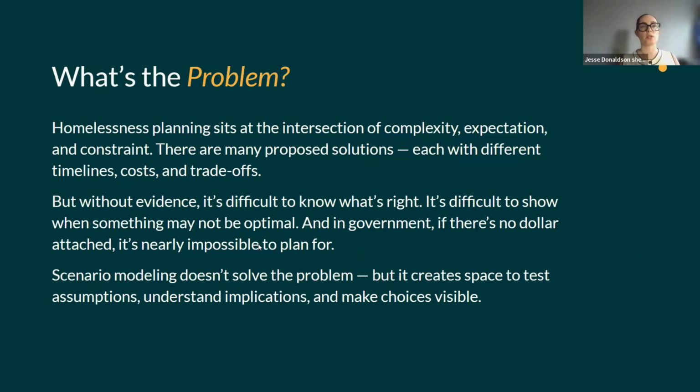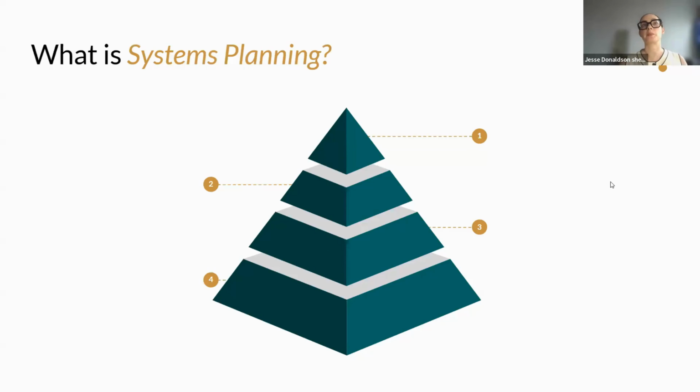So our scenario modeling tool and scenario modeling in general, projection modeling, I'm going to use those interchangeably. It doesn't solve that problem. It doesn't make homelessness less complex, but what we've tried to do is create a tool and a system to test those assumptions, understand implications, and unearth, if you do this, how might you expect the outcome to be?